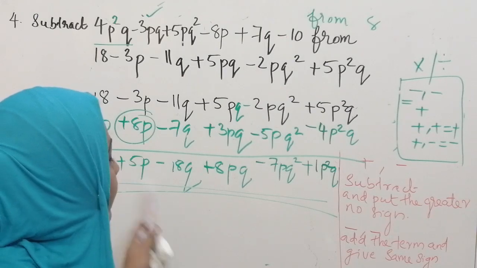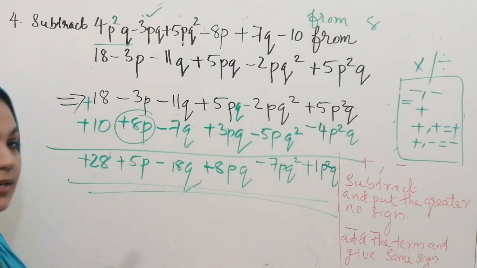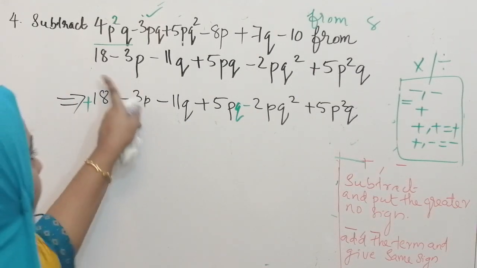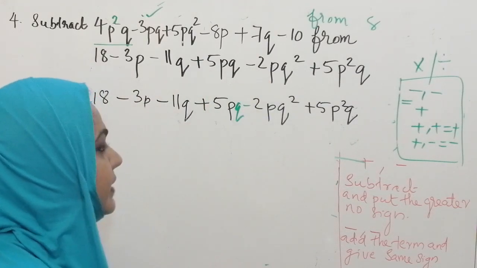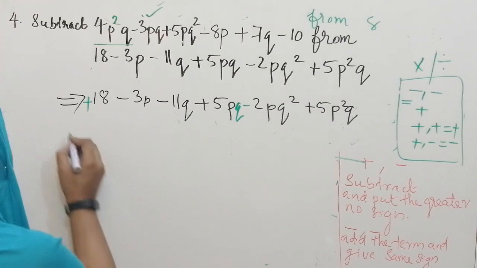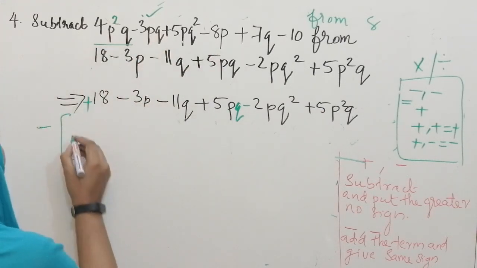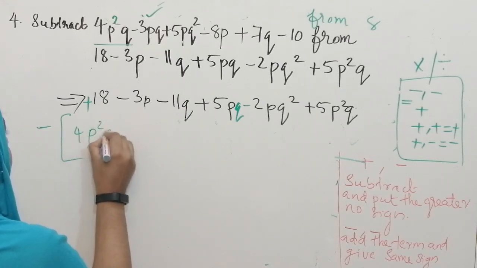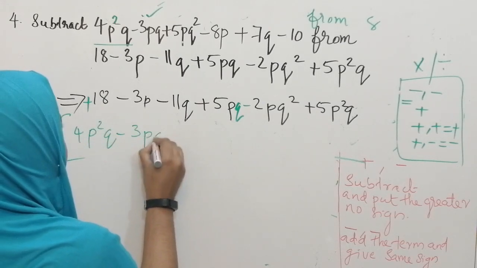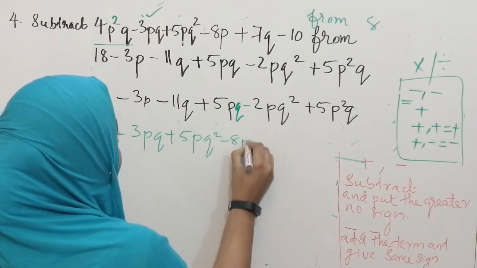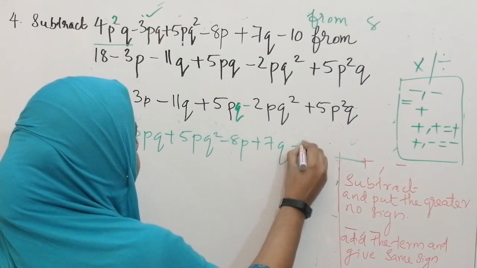So I hope you understood one way of solving this question. So let's see how we can solve it in another way. Here also, I said you have to write the second part of the question first. Then you have to put a minus sign. Then put a bracket and write the first part of the algebraic expression: minus 3pq plus 5pq square minus 8p plus 7q minus 10.